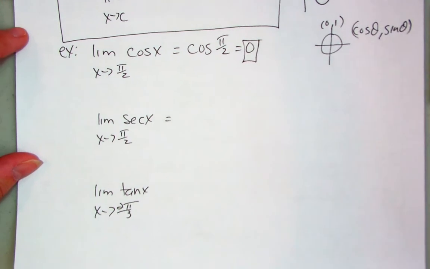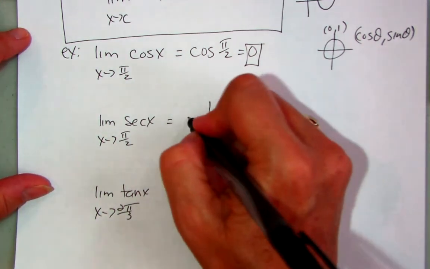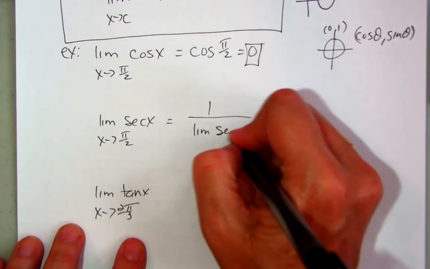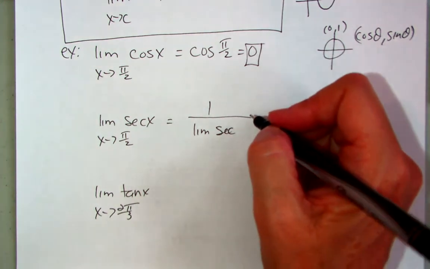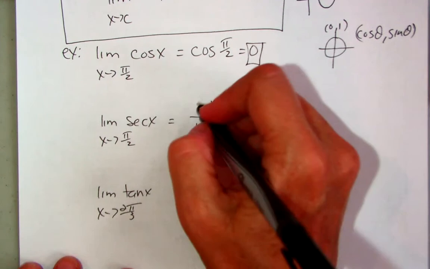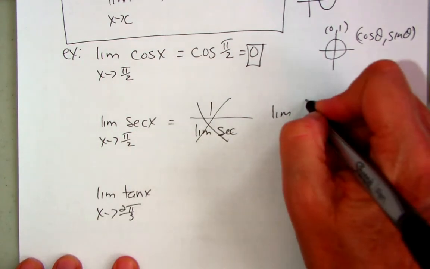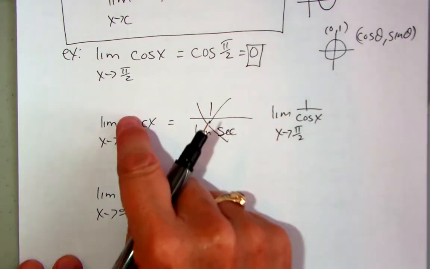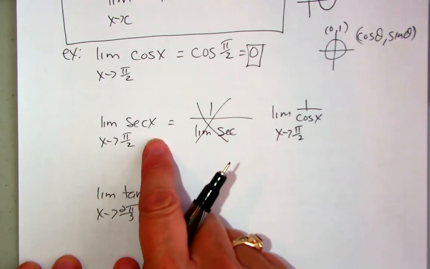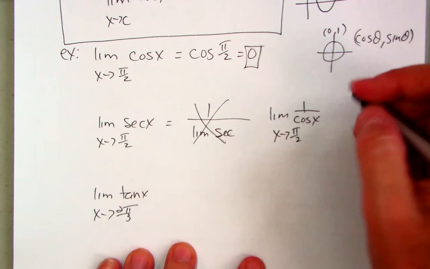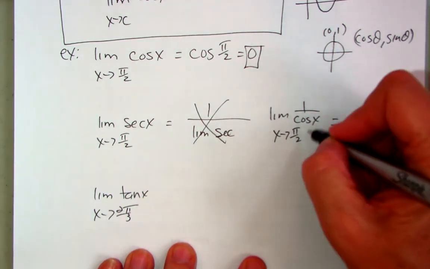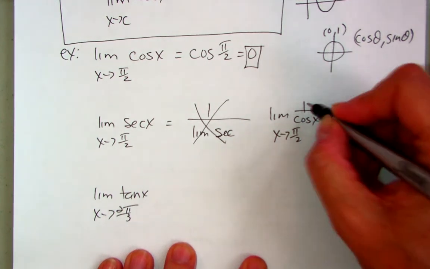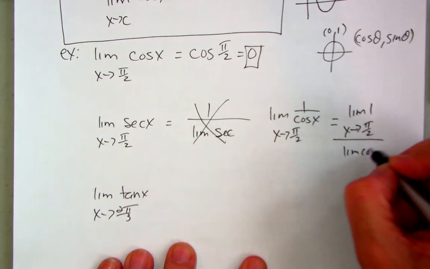Limit of secant x as x approaches pi over 2. So that can be rewritten as, let me try that again. The limit of 1 over cosine x as x approaches pi over 2. Not the entire thing, just that function. So secant x, its reciprocal function is 1 over cosine x. Actually, I'm going to go ahead and divide that up with the quotient property. The limit of 1 as x approaches pi over 2, numerator, over the denominator. So you can see that even easier.